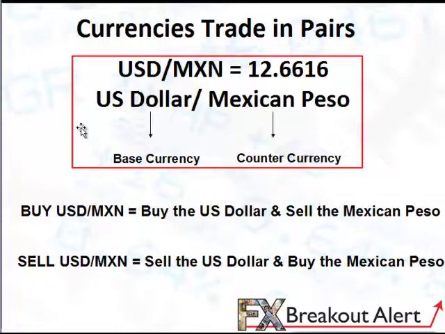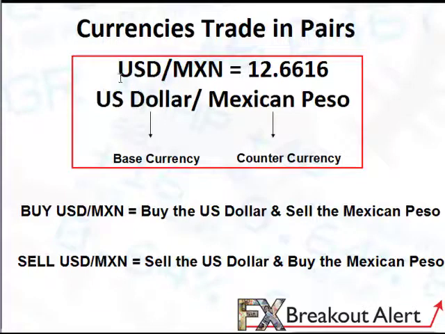In the currency market, if you want to buy a currency, you'll buy a currency against another currency. So let's say if you want to buy the euro, you have to choose which currency to trade the euro against, because the euro could rise against the dollar but fall against the Japanese yen, for example, at the same time. And that's why currencies trade in pairs, because when you buy one currency, you're selling the other currency at the same time. So here's an example.